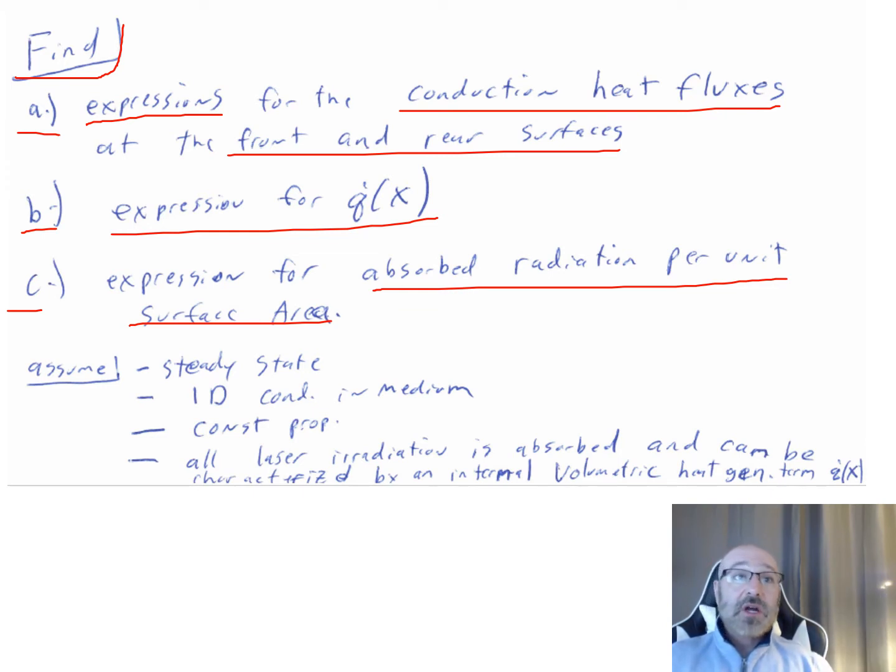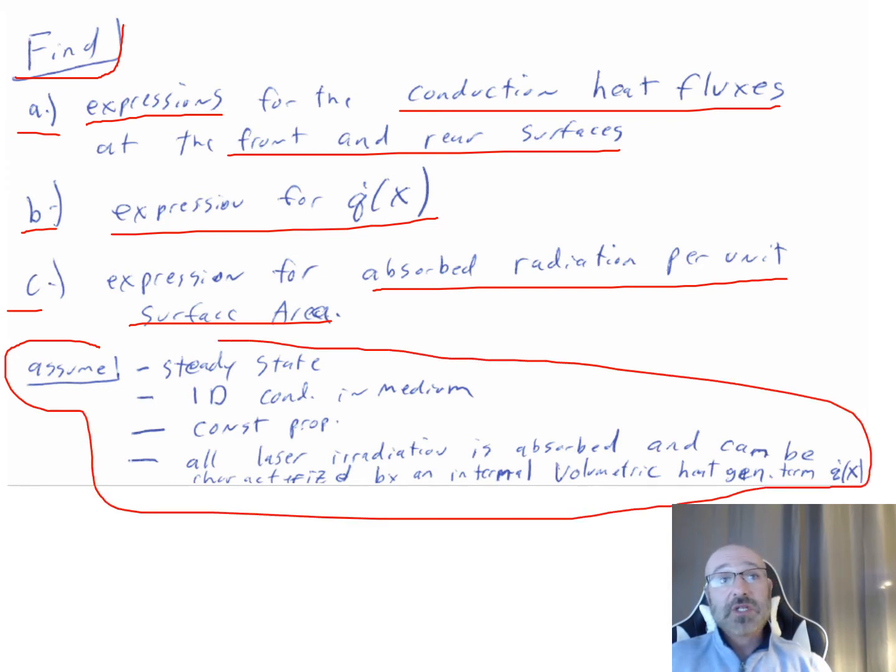Now within this, there are some assumptions that we can make to simplify our solution. We list those assumptions out here on our setup page as well. We're going to make 4 basic assumptions. 1, we're assuming steady state. 2, we're assuming 1D conduction in the medium. 3, we're assuming constant properties. And the 4th assumption we'll make is that all laser irradiation is absorbed and can be characterized by an internal volumetric heat generation term, which is this Q dot of x that we're going to solve for.